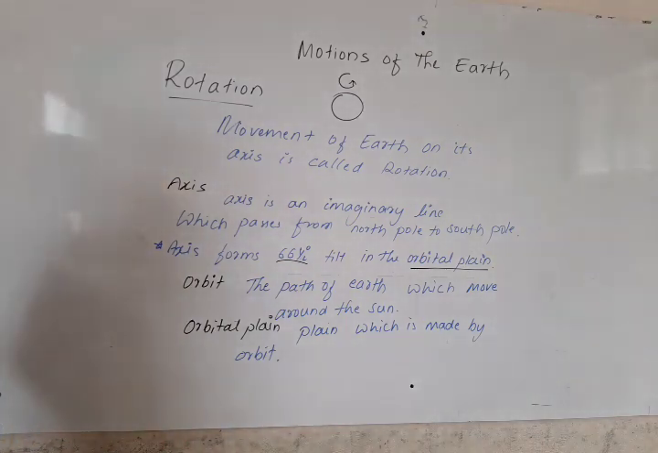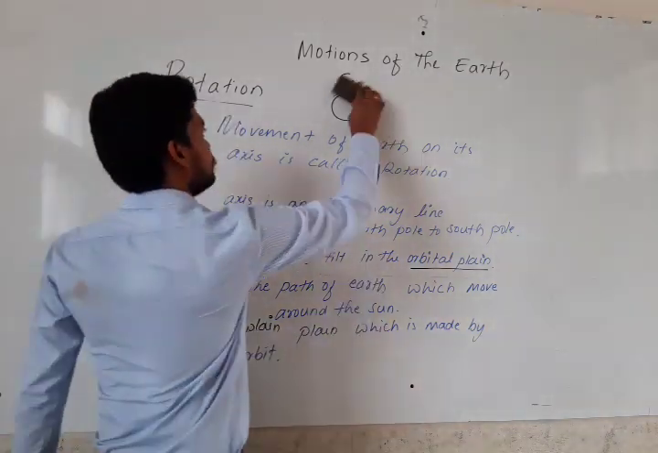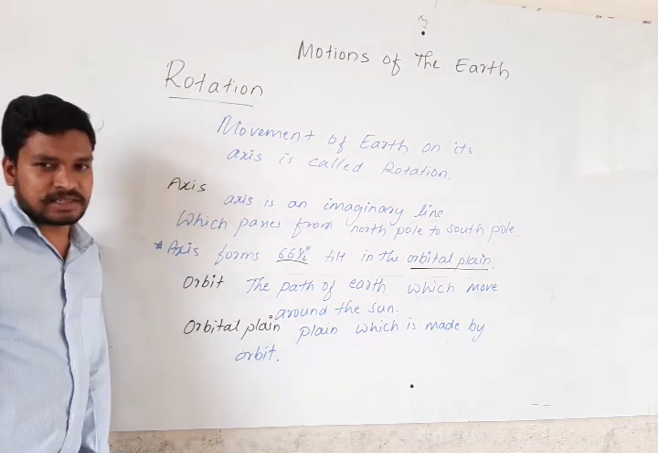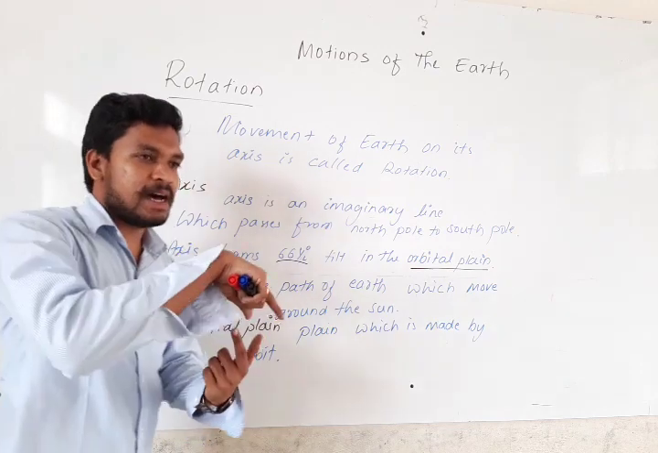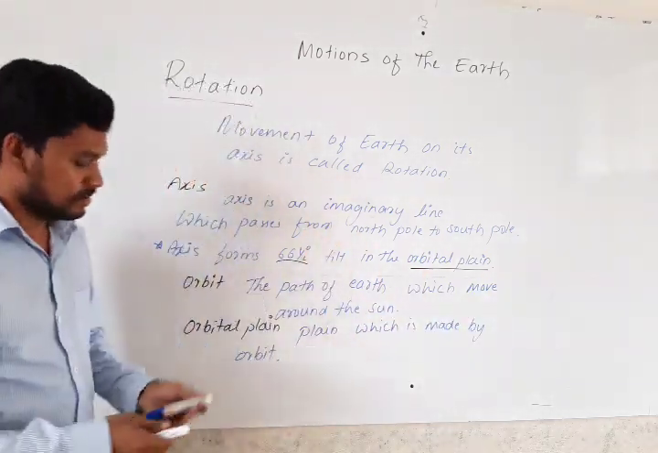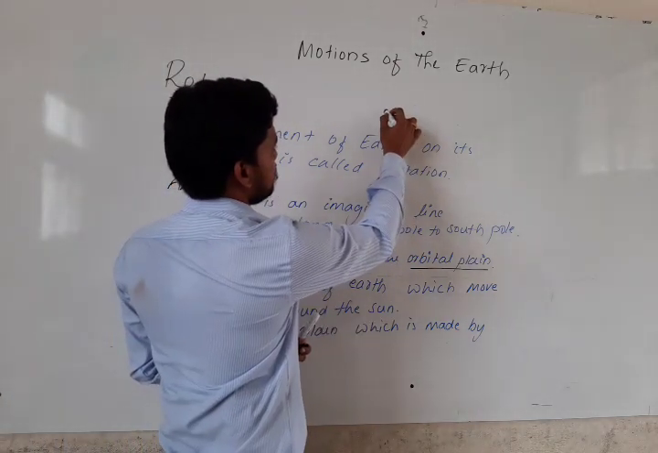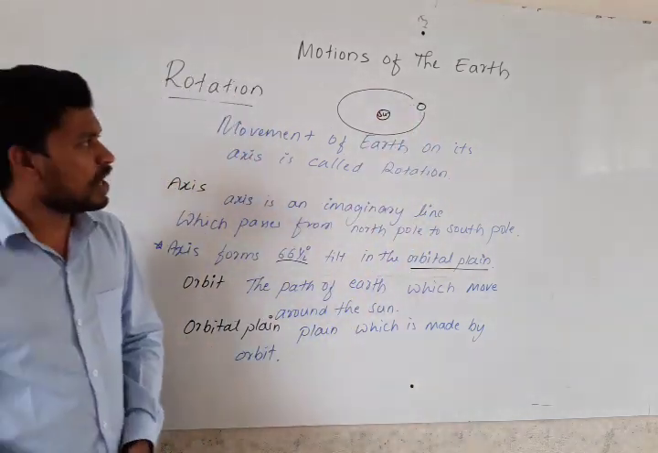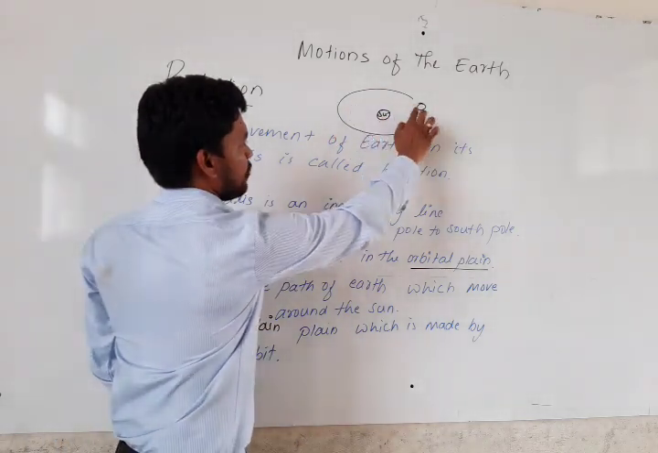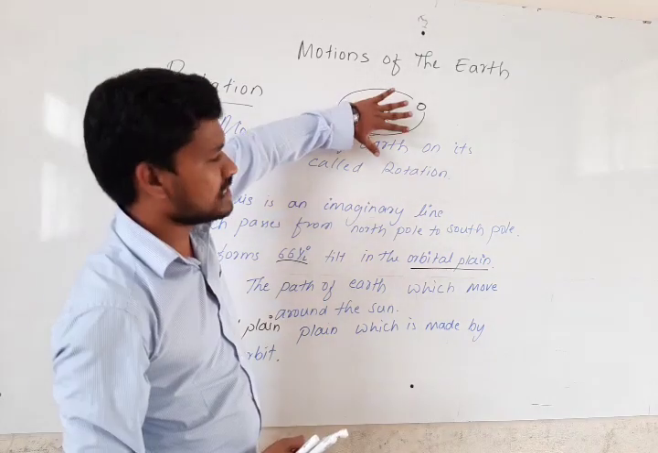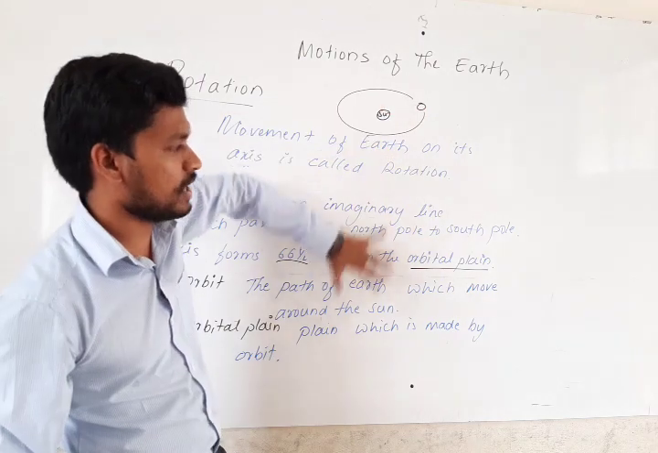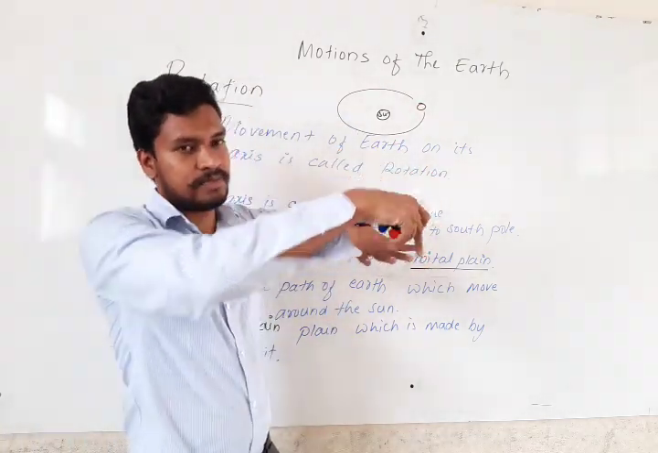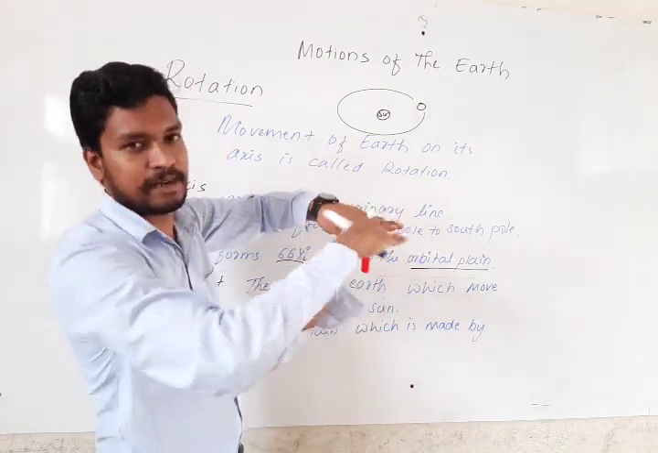Is that clear? The axis is an imaginary line. This earth rotates on itself and also moves around the sun in its own orbit. Suppose here is the sun and here we have the earth. The earth moves around the sun in its path. This path is called the orbit. The gap between the earth and the sun is what we call the orbital plane, like a flat area. If you show exactly how it is positioned in the solar system, you get the sun in the middle and the earth around it, forming a plane area. So it's called the orbital plane.